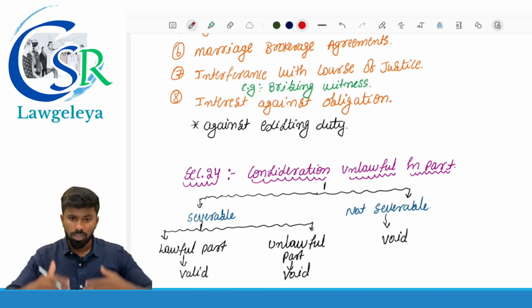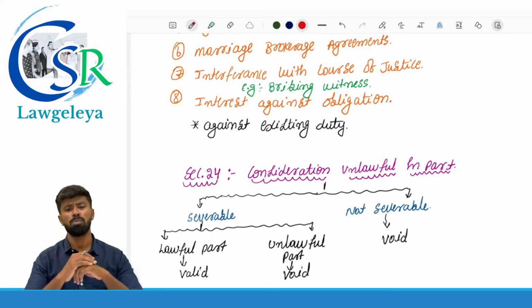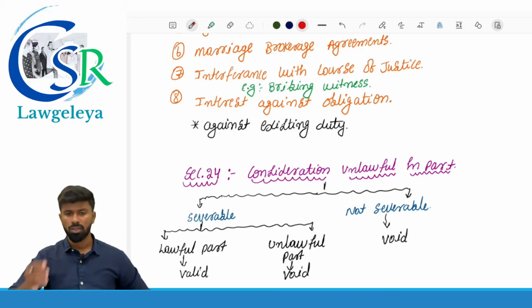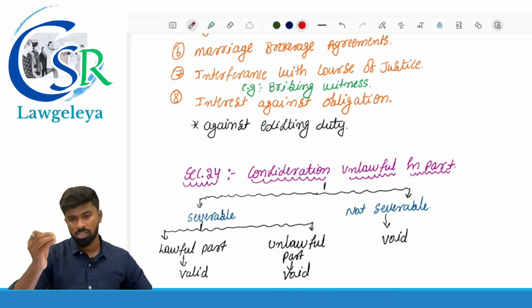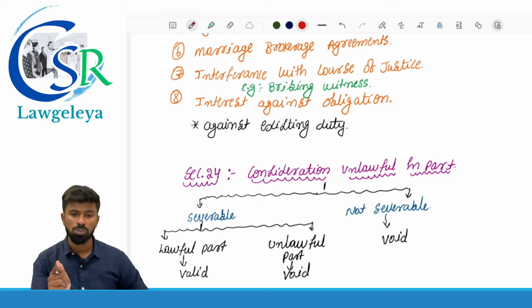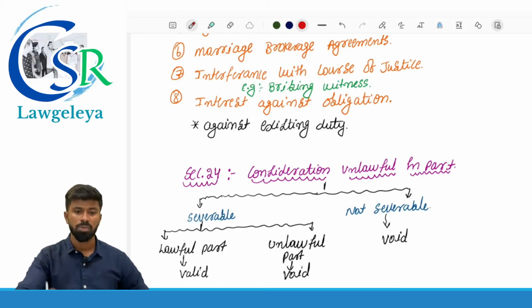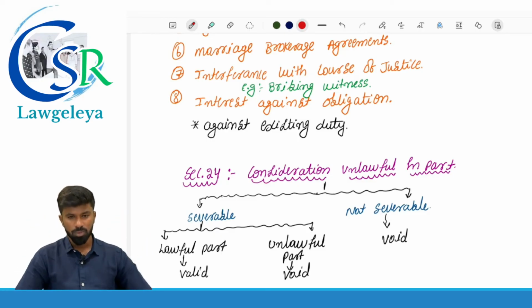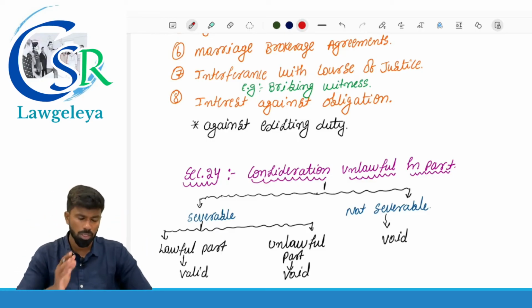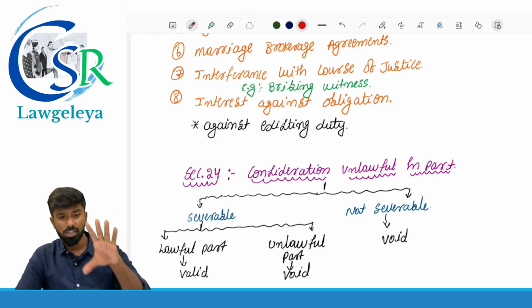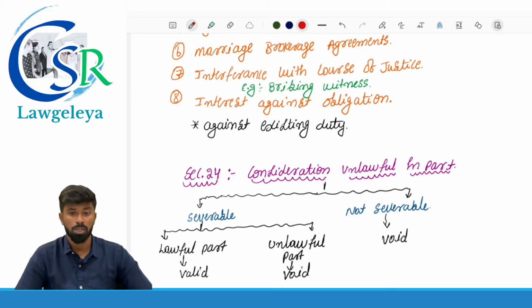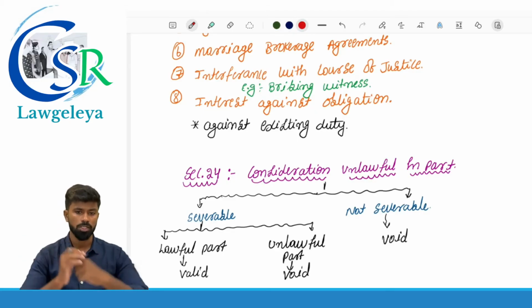Next one, any agreement creating an interest against the obligation, going against a public duty, valid or void? Void, not enforceable by law. For example, an agent is receiving money from the principal, so he should work for whose benefit? Principal's benefit. What if he enters into a contract for his own benefit? Valid or void? Void. Opposed to what policy? Public policy. So these are the 8 scenarios where the agreement is considered as opposed to public policy and the agreement is void.